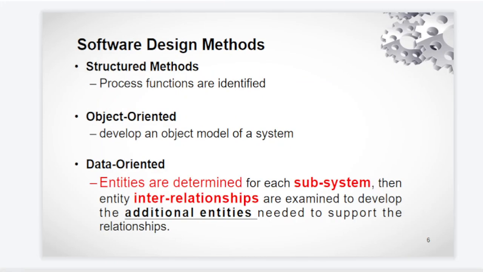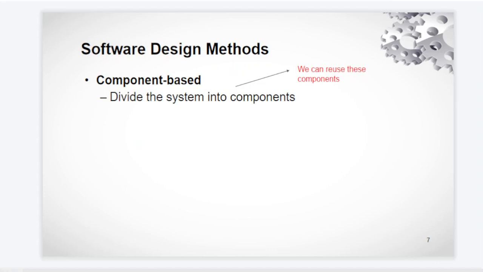Next, the methods. Structured methods: processes and functions are identified. Object oriented: develop an object model of the system. Data oriented: entities are determined for each subsystem, then entity interrelationships are examined to develop the additional entities needed to support the relationships. Component based: divide the system into components. We can reuse those components.